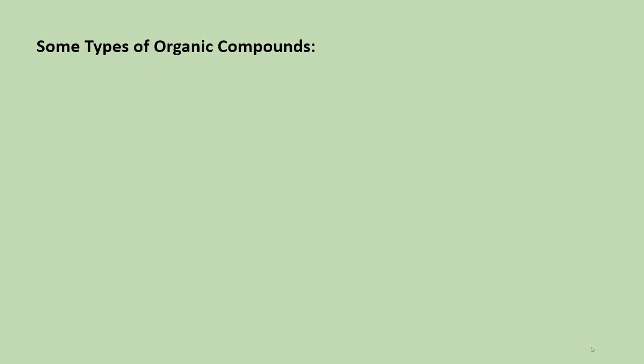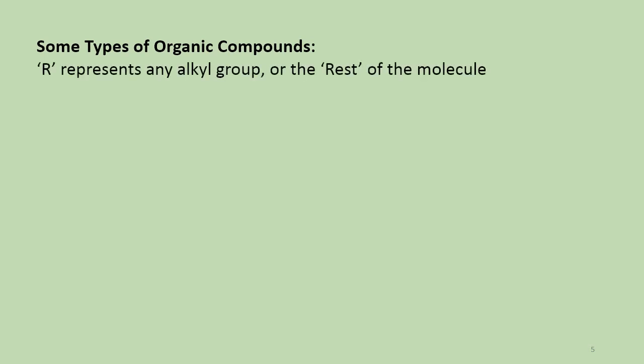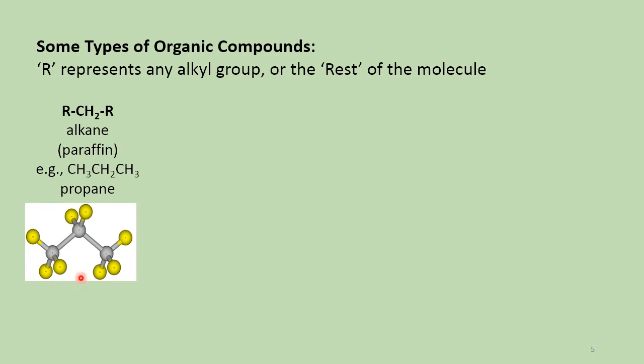Let's then look at some types of organic compounds. We'll start with the simplest. Now in these compounds, R, the letter R, represents any alkyl group or sometimes simply the rest of the molecule. An alkane is a saturated hydrocarbon. It's also referred to as a paraffin. Think of paraffin wax as a good example. Another simple example is propane, and here's its structure, CH3CH2CH3. All carbons are saturated with hydrogen.